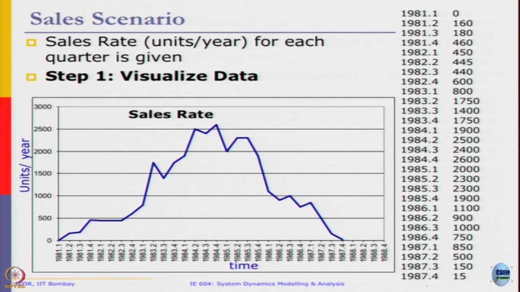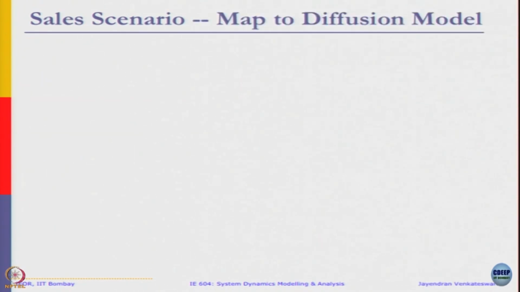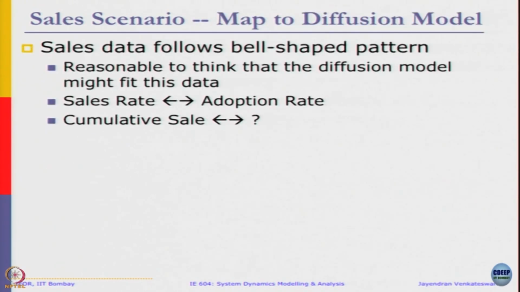Now, we would like to see how we can simulate this kind of behavior using the diffusion models that we have learned. The first step is to map it. Let us just make the observations. Sales data follows a bell shaped pattern. In that case, it is reasonable to think that the diffusion model might fit this data. So, we have sales rate, this is nothing but the adoption rate, that is obvious. Then what will be the cumulative sales?